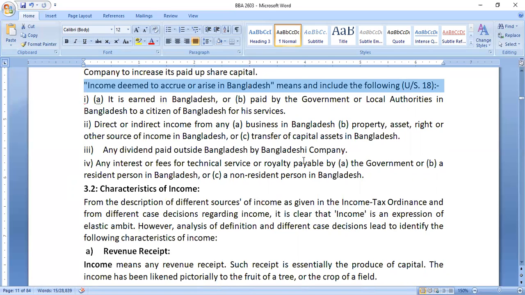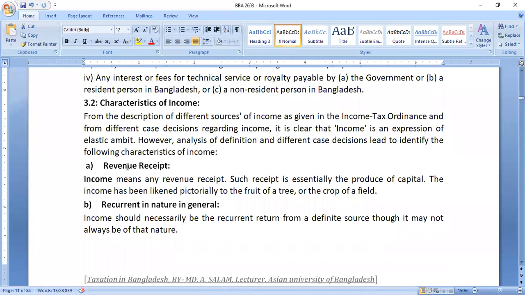ইনকামের কতগুলো বৈশিষ্ট্য থাকবে। এক নাম্বার বৈশিষ্ট্য হচ্ছে that the first characteristic is the revenue receipt. Income means the revenue receipt. Such receipt is easily to produce from capital. The income has been linked pictorially to the fruits of a tree or the crop of a field.